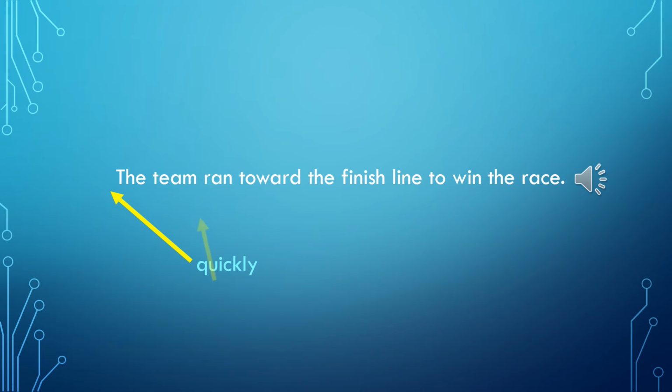We could put it as the third word. The team quickly ran towards the finish line to win the race. Or we can make it the fourth word in the sentence. The team ran quickly toward the finish line to win the race.